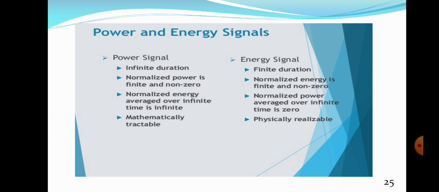How can we check whether the given signal is an energy signal? If it is an energy signal, its energy should be finite and power is zero. If it is a power signal, its power value will be finite and energy will be infinite. Clear? A power signal has infinite duration, whereas an energy signal has finite duration. A power signal is mathematically traceable, whereas an energy signal is physically realizable. So the second and third characteristics: if it is a power signal, its power is finite and energy is infinite; if it is an energy signal, its energy is finite and power is zero.